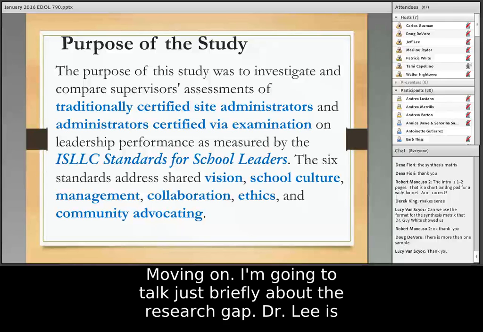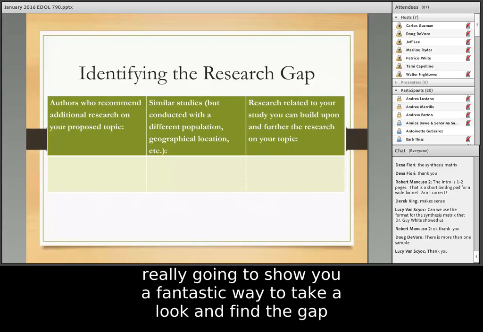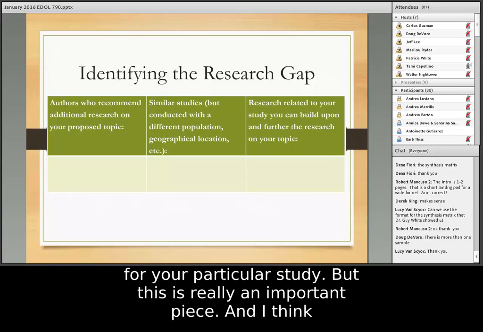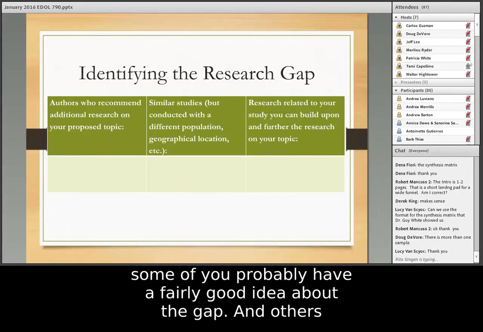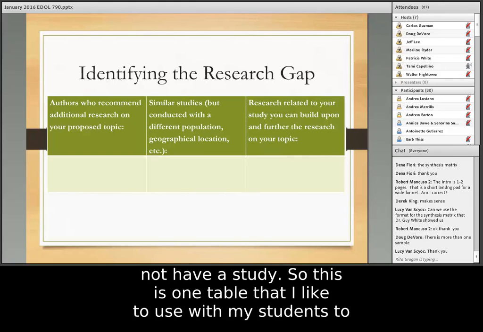All right. Moving on. I'm going to talk just briefly about the research gap. Dr. Lee is going to really show you a fantastic way to take a look and find the gap for your particular study. But this is really an important piece. And I think some of you probably have a fairly good idea about the gap, and others are still trying to find it. But again, without the research gap, you really do not have a study.